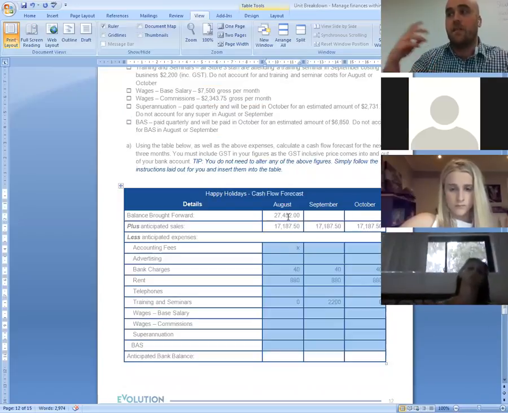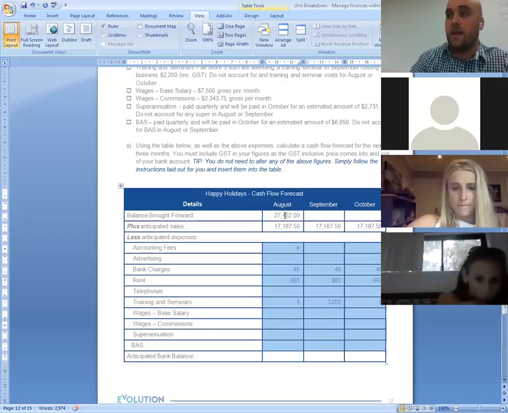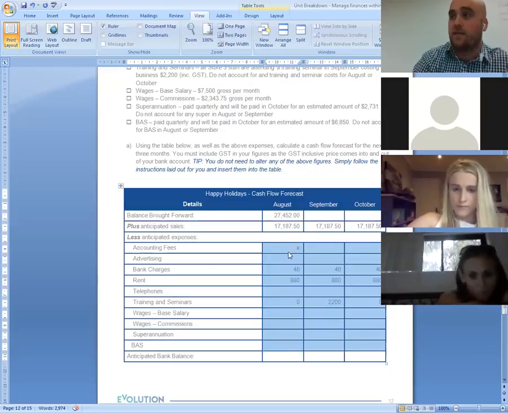So just remember here, this one, you've got to start at the beginning and work your way through. So you'll be taking this figure here. Everyone can see my mouse? Yeah? You'll be taking this figure here, adding your sales, so you're going to come out to about 44,000, and then you'll be subtracting all the expenses. So you'll be going 44,000 minus that, minus that, minus that, so on and so forth.